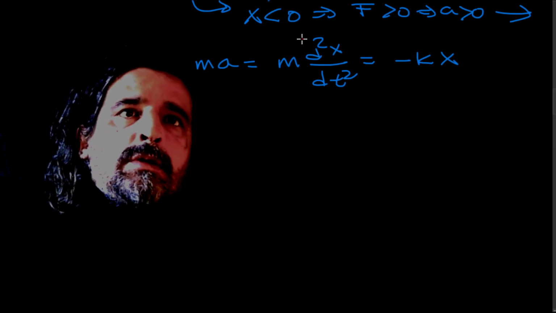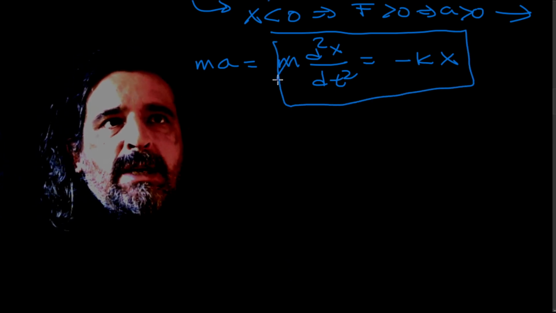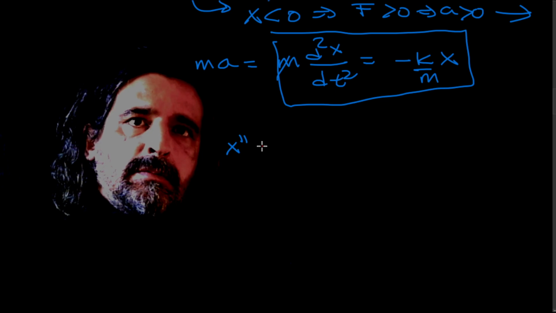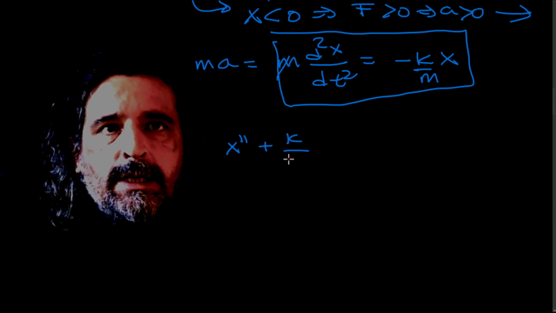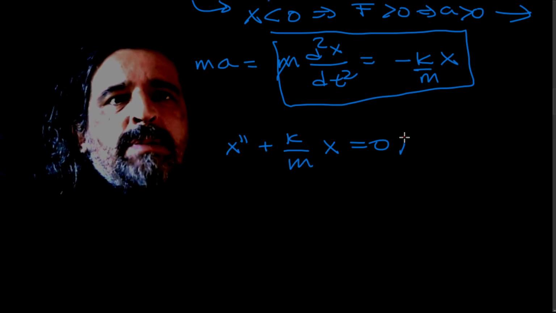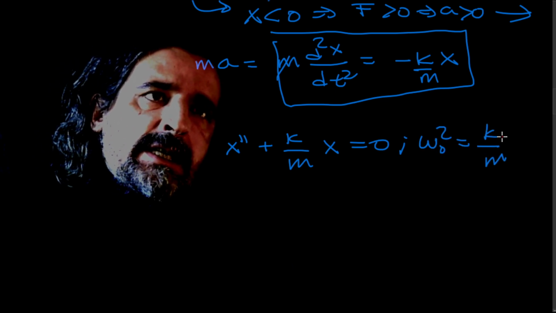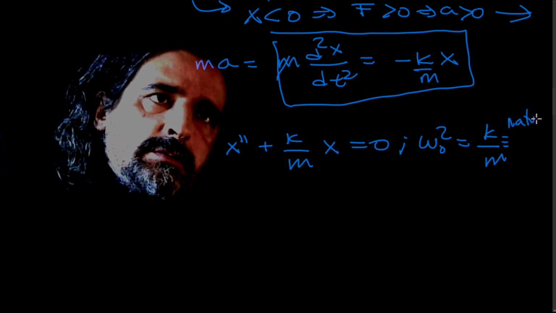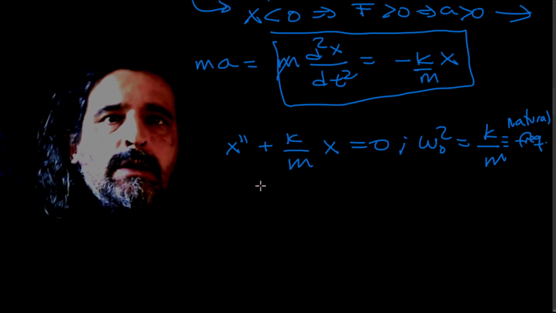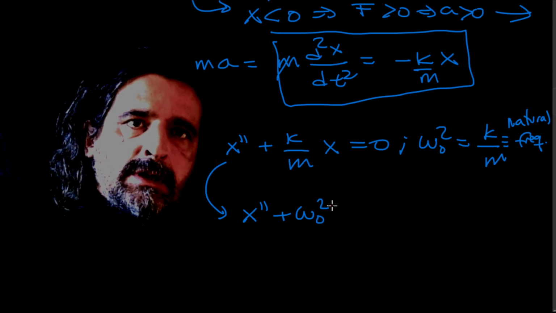So once you have that equation in your head, then you know that you are done. Dividing by m, what you have is x'' plus (k over m) x equals 0. In practice, people call omega naught squared k over m, and that's called the natural frequency of oscillation, for reasons we are going to find. So in the end, the equation becomes x'' plus omega naught squared x equals 0.